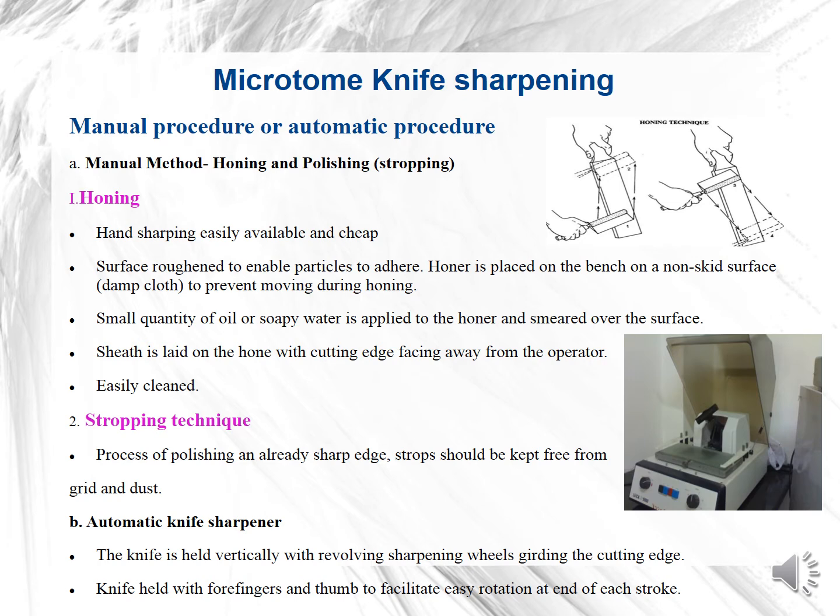Next is the stropping technique, the process of polishing an already sharpened edge. Strops should be kept free from grit and dust, because if any dust is present here, then it will affect our tissue which is embedded in the wax. Next is the automatic knife sharpener, which is also commonly used in most of the labs. The knife is held vertically with revolving sharpening wheels grinding the cutting edge. The knife is held with the forefinger and thumb to facilitate easy rotation at the end of each stroke.